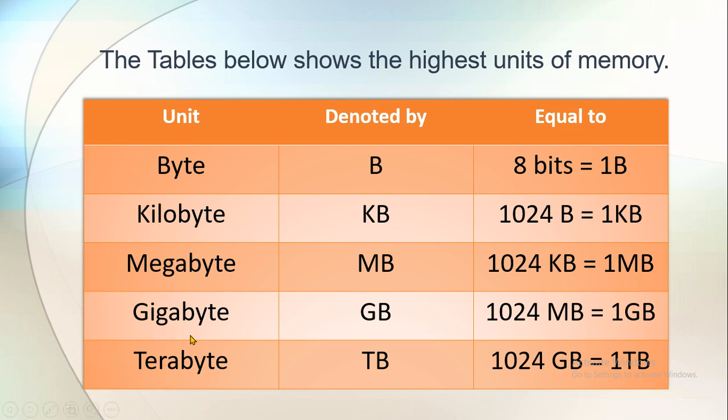Now gigabyte. Gigabyte is denoted by capital GB. 1024 MB, means megabytes, is equal to 1 gigabyte. Terabyte is denoted by capital TB. 1024 GB is equal to 1 TB.